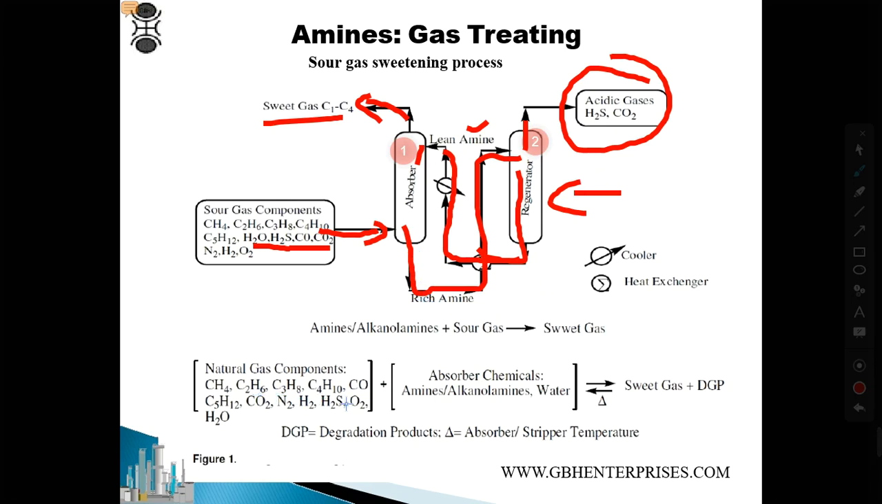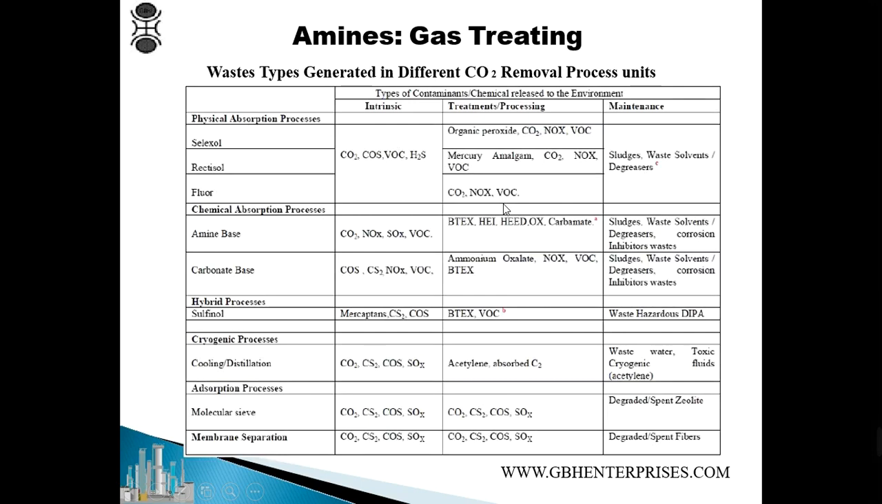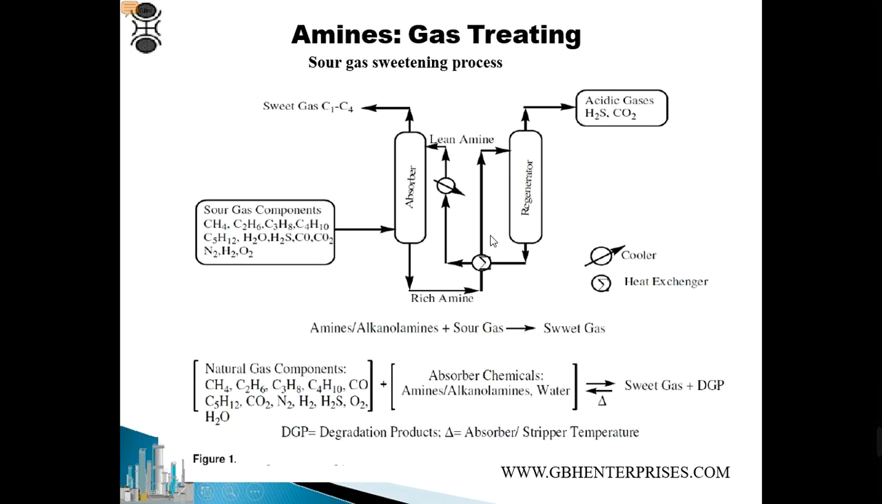So when the chemical absorption happens, we get the sweet gas and some degraded products and so on. What degraded products do we get? Well, these are the chemicals we get: BTEX, heat stable salts, oxycarbon, carbonates, ammonium and oxalate, and these are the amine bases we get from here.